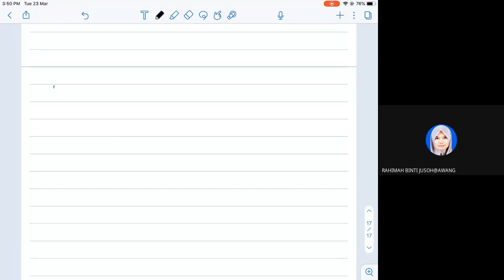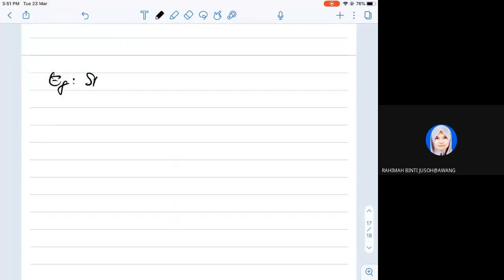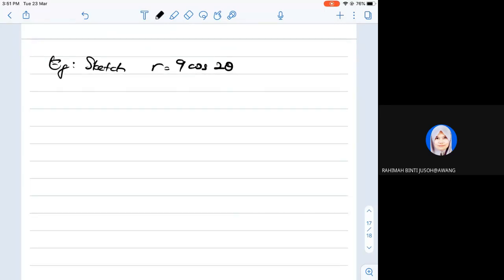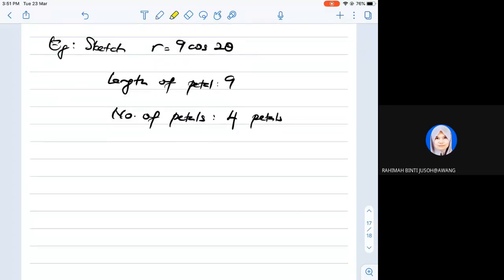Okay, second example. Tadi kita buat apa? Sin. Saya tukarlah pula, kita buat cos. Example sketch. R equals to, let's say we have 9 cos 2 theta. Okay, how many petals do we have here? 4. Very good. Okay, number of petals equals to 4 petals. Length of petal is 9. Dalam case kita sekarang ni, tadi kita buat n odd. Now our n is even. N equals to 2. So even number.